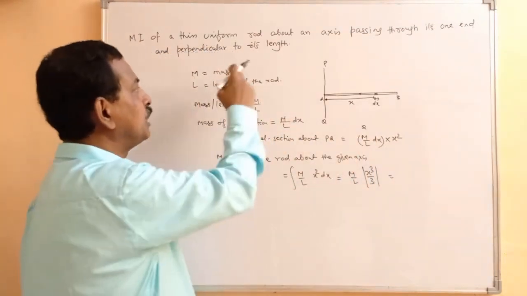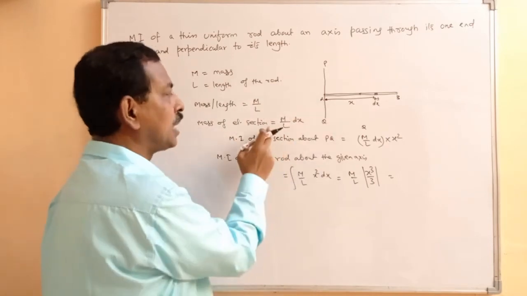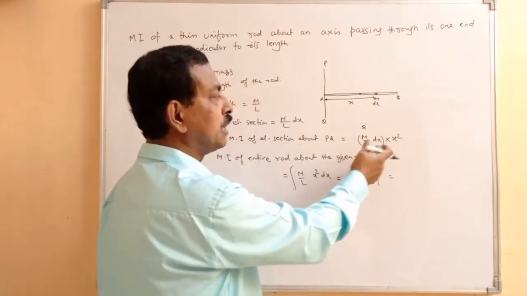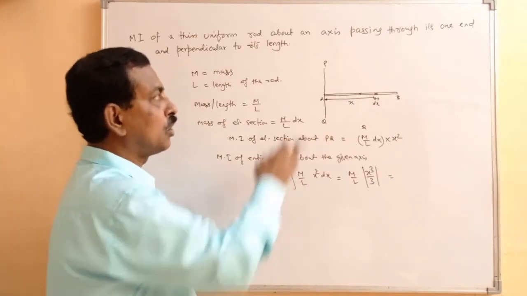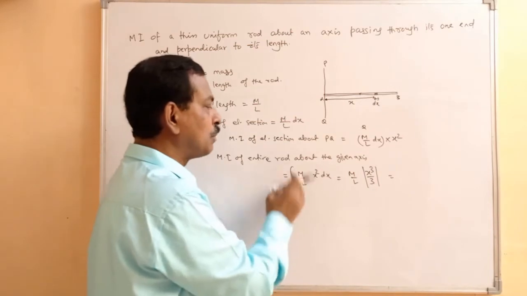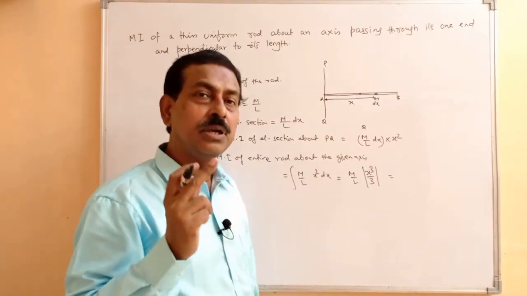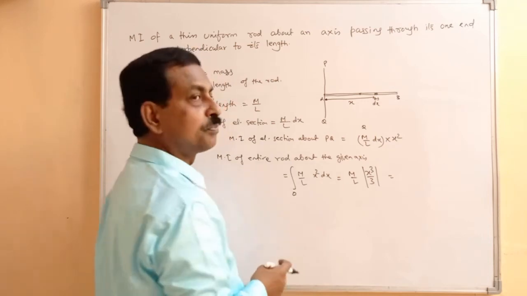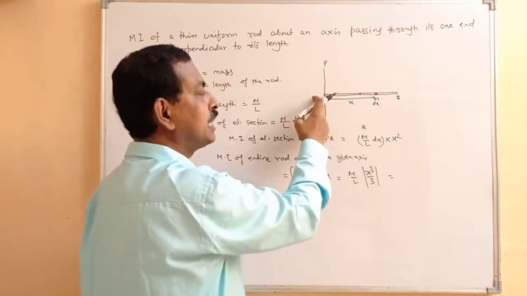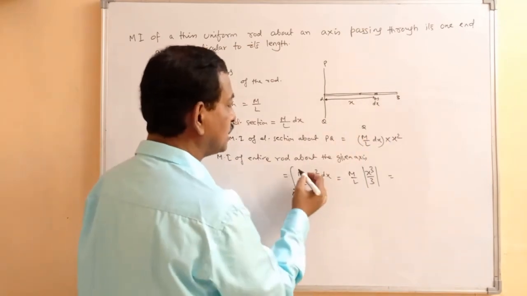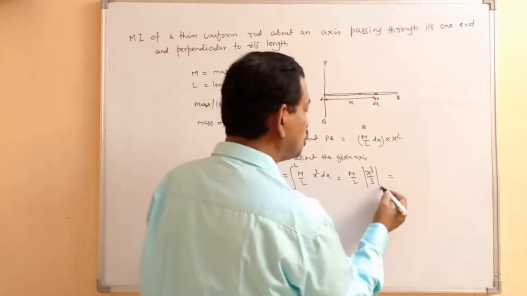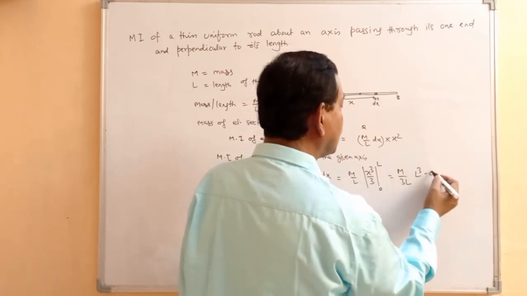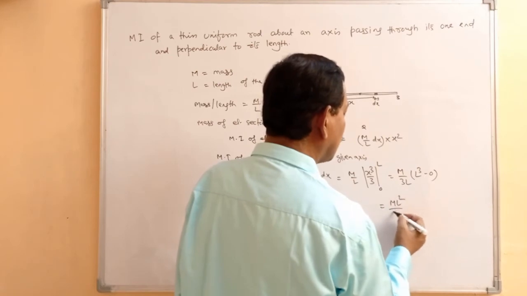Again in the same way, the mass per unit length is M by L, and the mass of the elementary section is M by L into dx. The moment of inertia of the elementary section about PQ is dm into x square. The moment of inertia of the entire rod about this axis is found the same way, by integrating. The change will be in the limits. As the axis passes through one end, the lower limit will be 0, because one extreme position of the elementary section is at this end, and the other is at the other end, which is L. So this is M by 3L into L cube minus 0, and that equals ML square by 3.